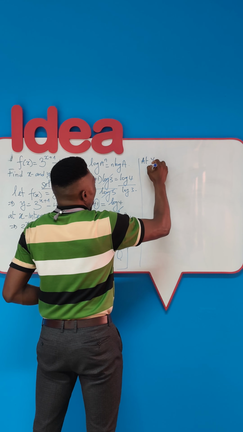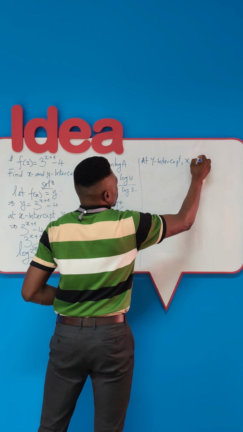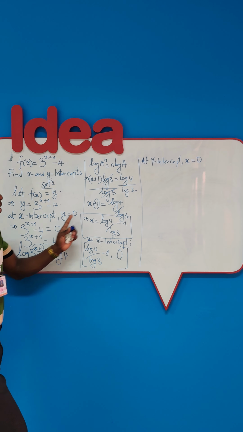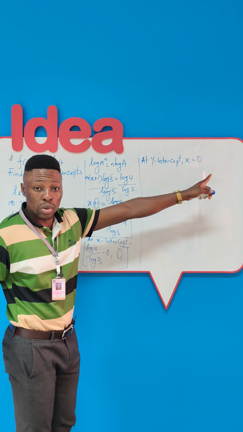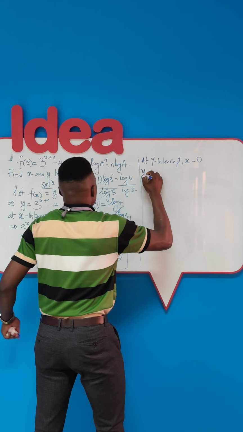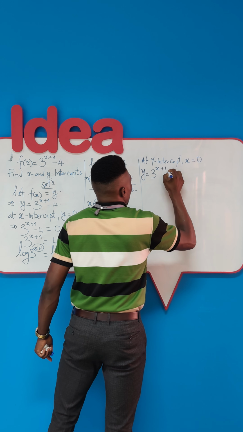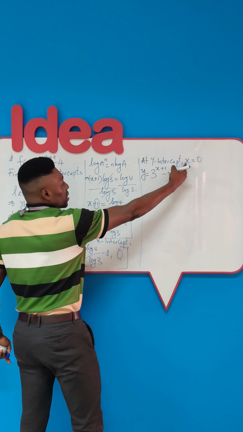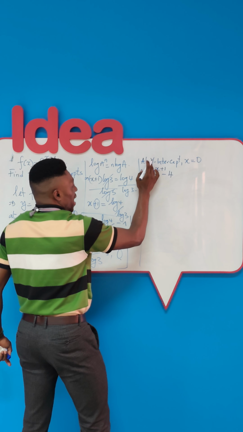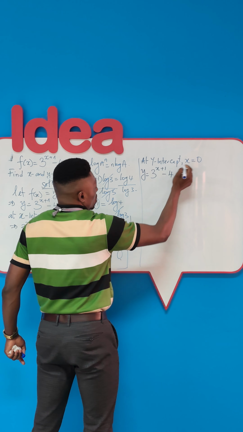Now, at the y-intercept, x has to be equal to 0. The same thing we did for the x-intercept. Now for the y-intercept, x has to be 0. So we are simply going to come back to y is equal to 3 to the power x plus 1, minus 4. But in this formula, we will be replacing x by 0, because at the portion where the graph touches the y-axis, the x value at that point is 0. So we will replace x with 0 here.